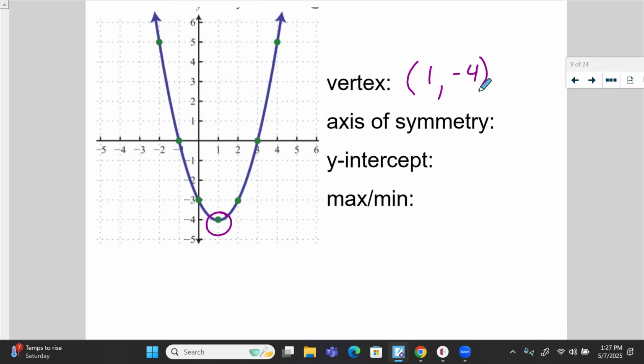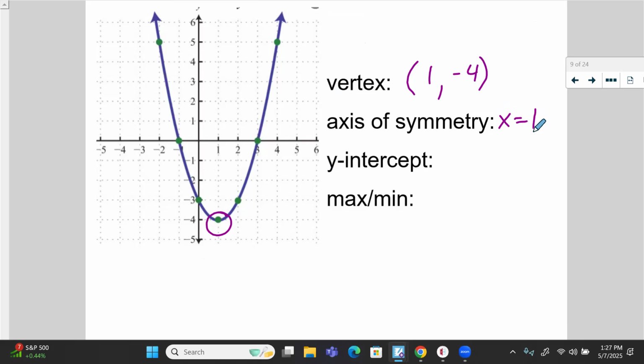Now, the next parts are kind of making connections with this stuff. So the axis of symmetry. When we're given an equation, the first thing we find is the axis of symmetry. And that says x equals. And that x value, or your axis of symmetry, is the x value of your vertex. So for here, my axis of symmetry is x equals 1. And the reason I know that is my axis of symmetry is the x value of my vertex.